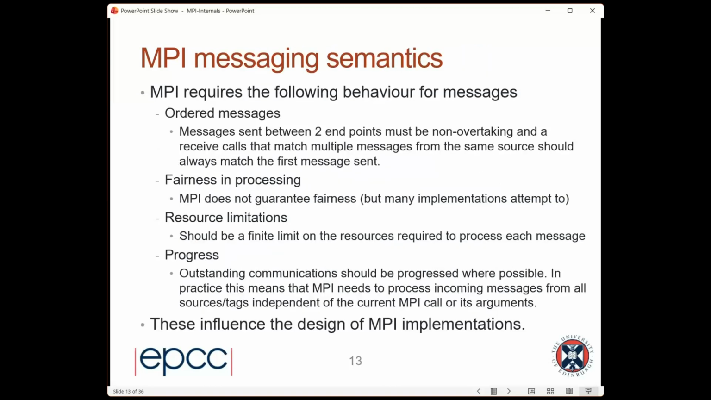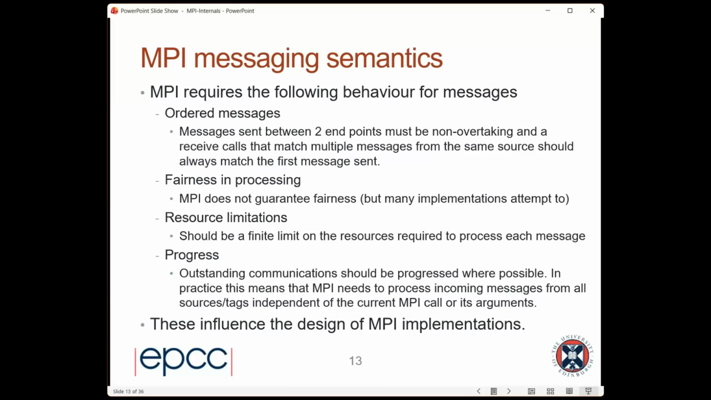One of the reasons that MPI is slightly confusing here is that MPI actually requires a certain amount of quite restrictive behavior for messages. It requires that messages are ordered. Messages sent between two endpoints must be non-overtaking. So if you issue a receive and there are multiple messages that it could match, it will receive them in the order they were sent.